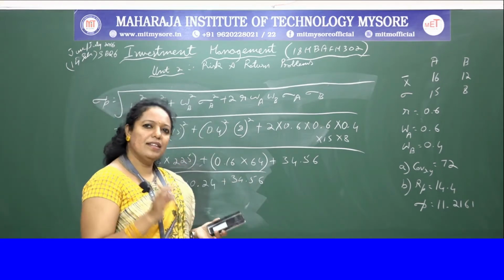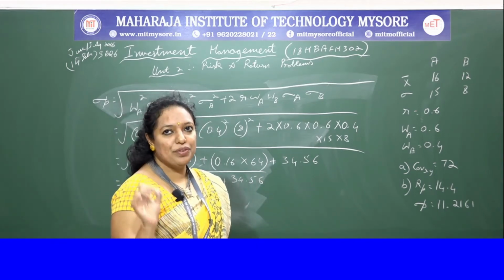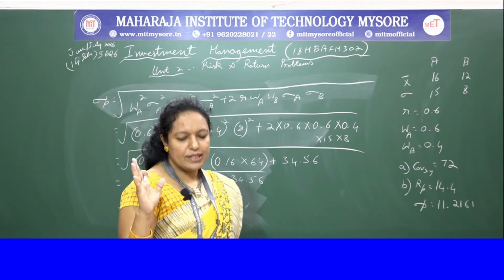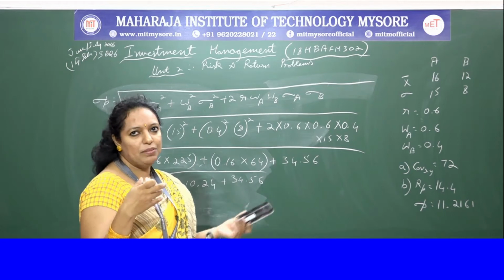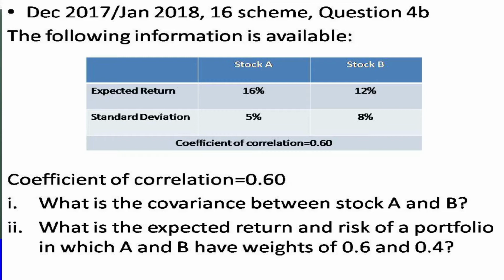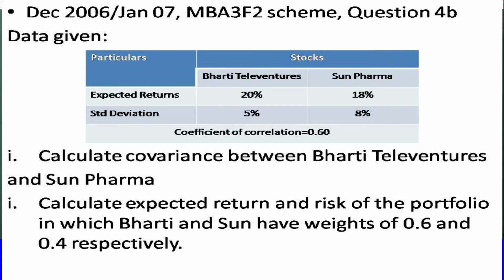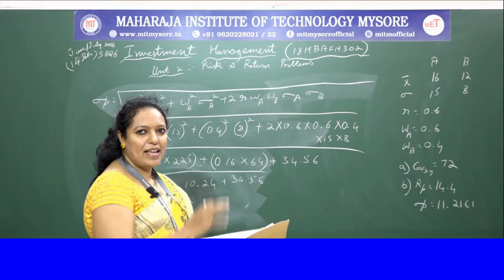Okay, like this, the same problem without any numerical changes. It is asked in December 2015, Jan 2016, 14 scheme, same section B, 7 marks problem, 6th problem. Okay, the same thing they have asked. And for your homework, one homework I'll give you. Whenever you take the photocopy of the question paper, the same type of question, it is there in December 2006, Jan 2007, MBA 3F2 scheme 4B. Okay, you can find in this, and this you have to solve. Okay, it is the same method.